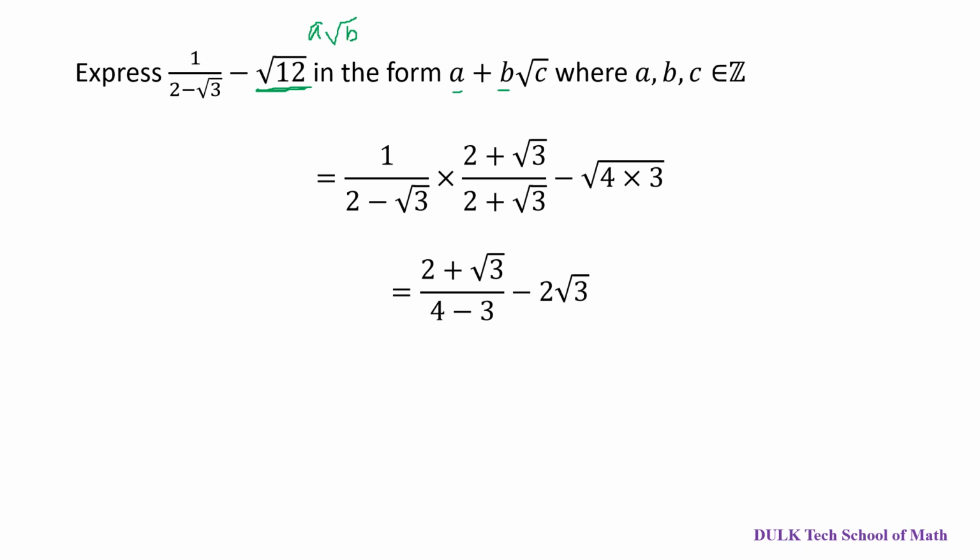Right, let's simplify the denominator here. We find 1, so we are saying it's 2 plus root 3 minus 2 root 3. And if we simplify these like terms, these two are like terms. If what is under the square root is the same, in this case it's root 3, so these two are the same, so we are saying they are like terms. So it is 2 minus root 3, because root 3 minus 2 root 3 is minus root 3, like this.